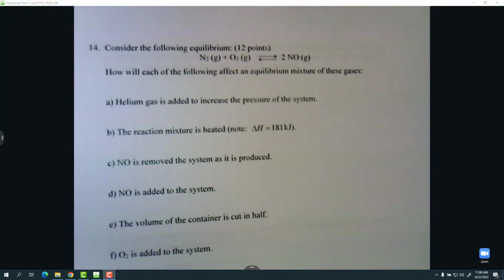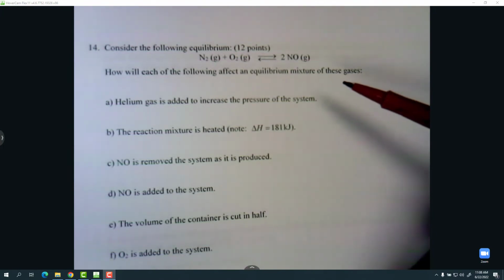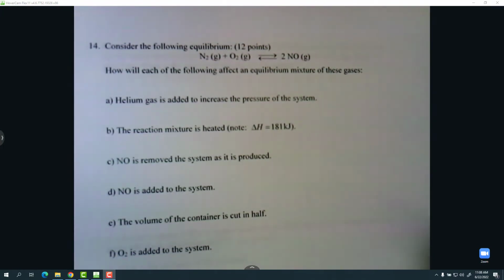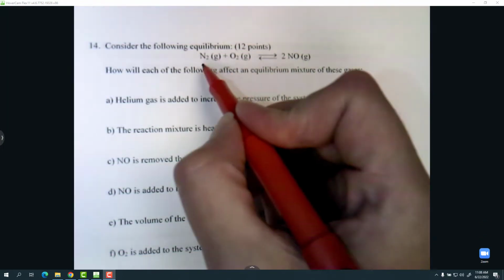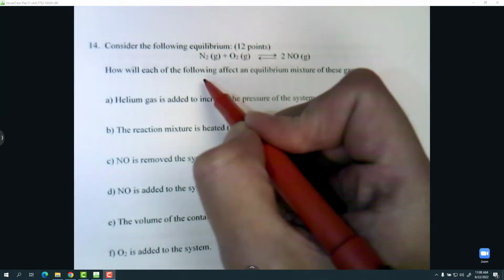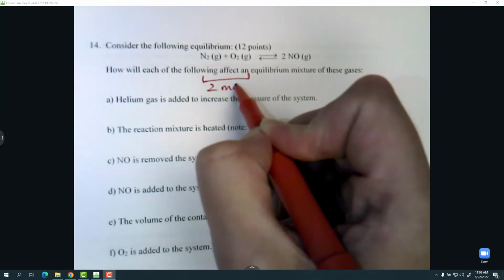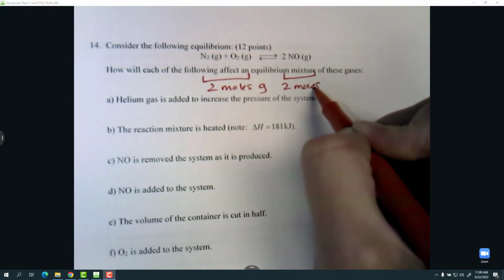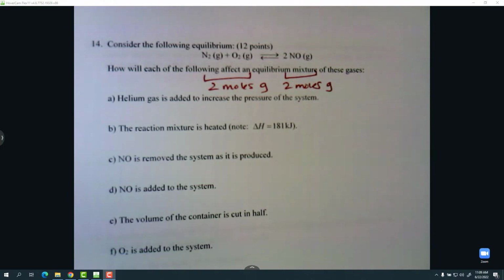All right, Le Chatelier's principle. So I've got a mixture of gases up here, and it says what will happen when I do all of these different things. So let me just take note of a couple of things. I've got nitrogen and oxygen on the left, NO on the right. I have 2 moles of gas on the left, and I have 2 moles of gas on the right. So that means anything related to pressure or volume will have no effect.